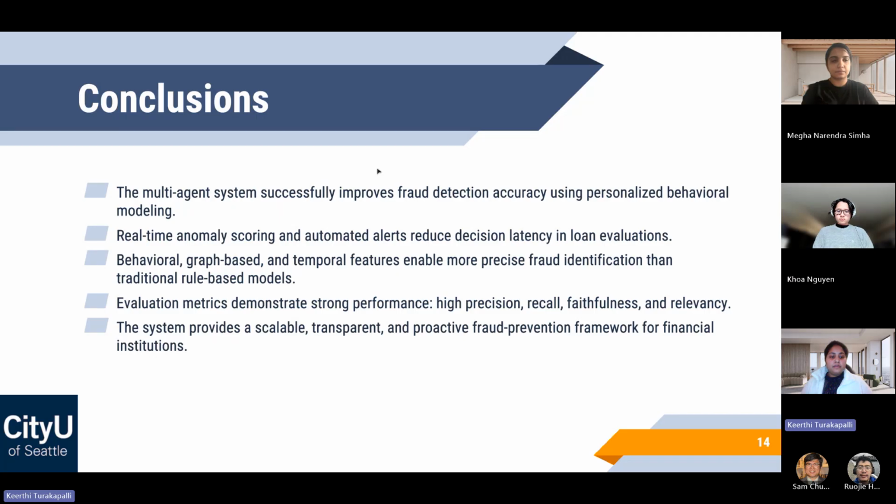So, in summary, the multi-agent structure proved to be effective in improving fraud detection accuracy, speed, and transparency. By integrating behavior modeling, relational analysis, and automated decision making, the system delivers a deeper understanding of user activity and identifies fraud more reliably. These results indicate that financial institutions could benefit from adopting multi agent architectures.